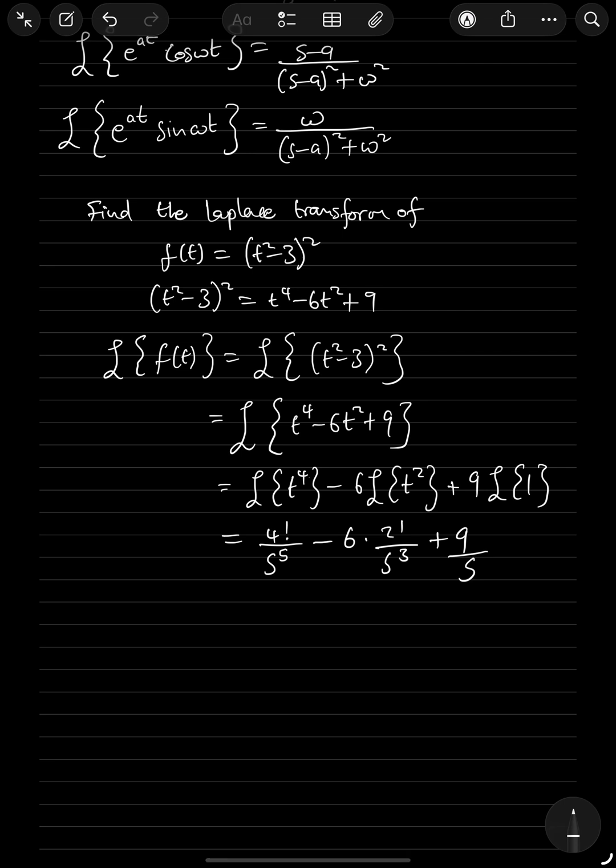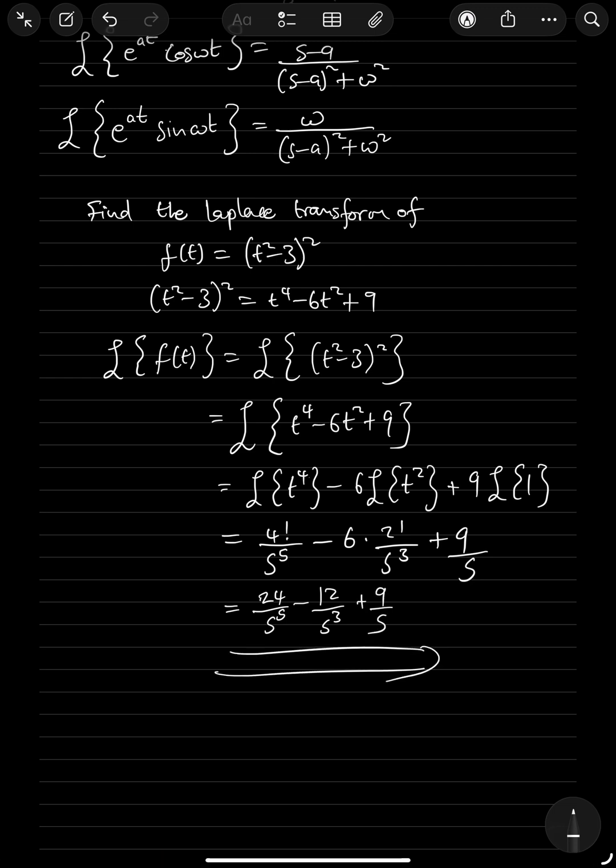And then you can just simplify this. This is going to be 24 over s to the power 5 minus 12 over s cubed plus 9 over s. So you have transformed this function from t to this format using the Laplace transform.